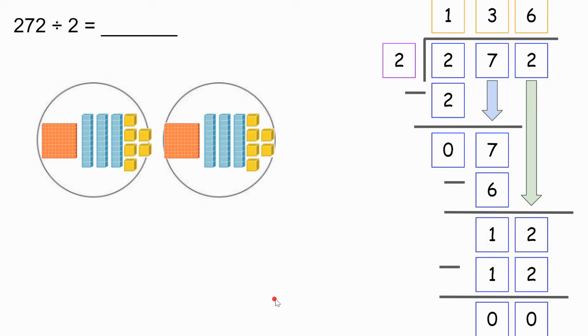So our answer, or quotient, is 136 because in each group we have 100, 3 tens, and 6 ones. We also see that number up here.